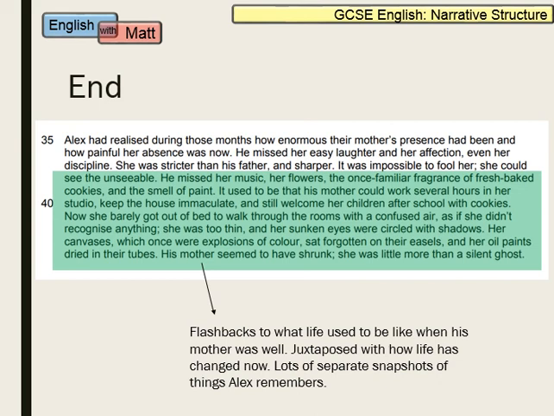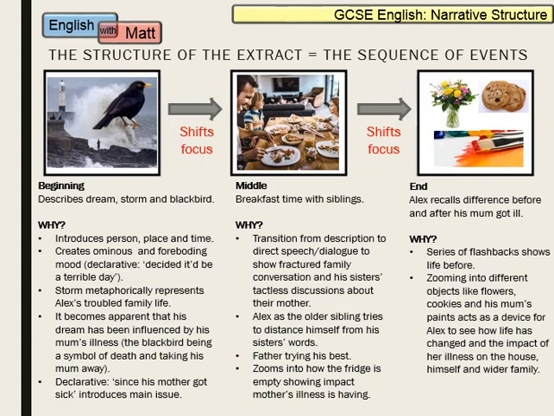So, like I said, what we can do is you can think about drawing the separate sections of this extract into the beginning, middle, and end. So we start with a storm and a blackbird, we then shift focus to the breakfast table and perhaps a fridge, and then we shift focus to all the little images that he sees, the flowers, the cookies, the paints, and how all her canvases and her oil paints have all started to dry because they're not being used anymore.